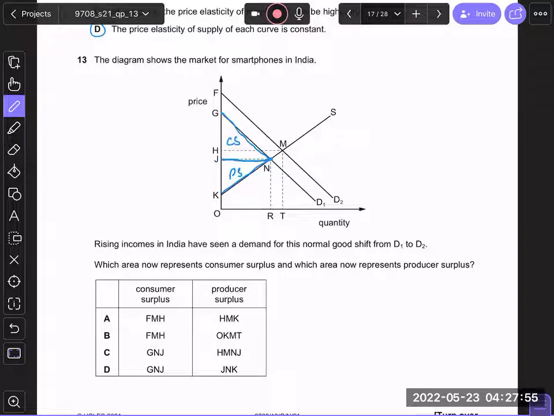Now, since the demand curve is shifting outwards, you have this point as the new market equilibrium, which means the consumer surplus is now this. FMH is the consumer surplus, while the producer surplus will be HM and K. HM, K and FMH. Yeah, the answer will be A.